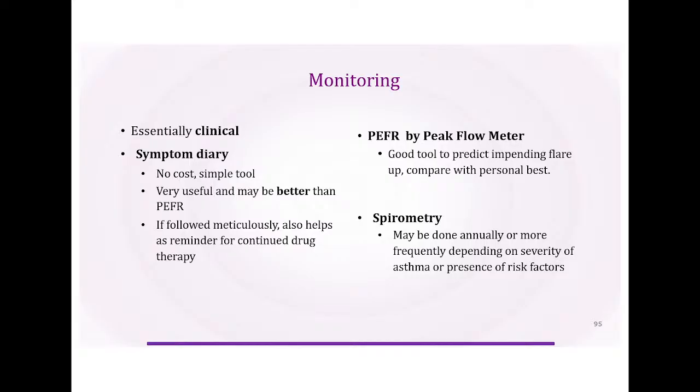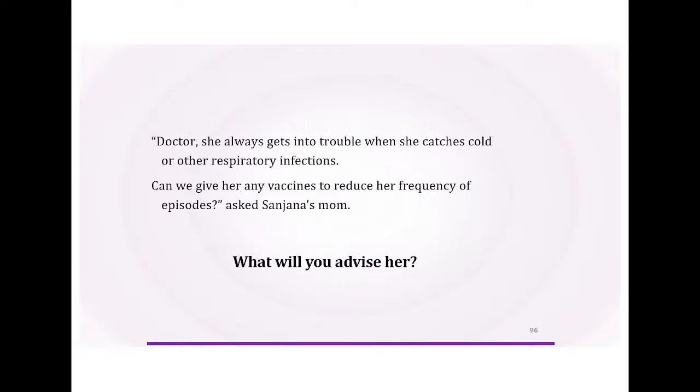Spirometry we can do annually, we cannot do spirometry daily. So, peak flow meter is a simple device, they can perform on a daily basis, and spirometry has to be done annually to predict the severity of asthma and to look for risk factors.